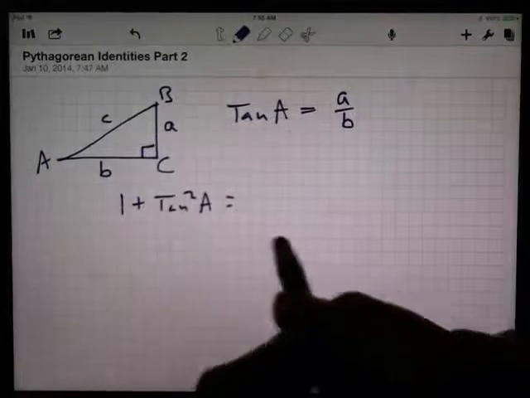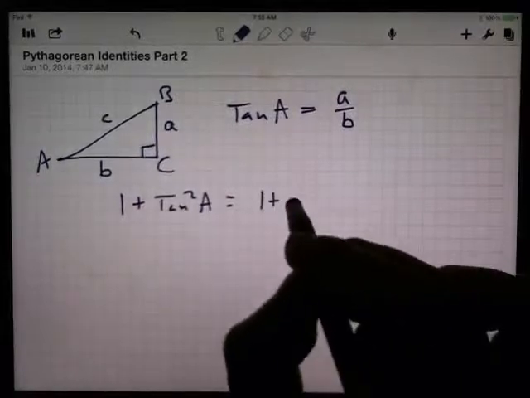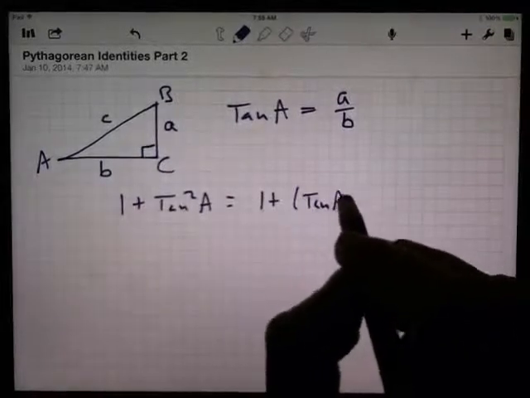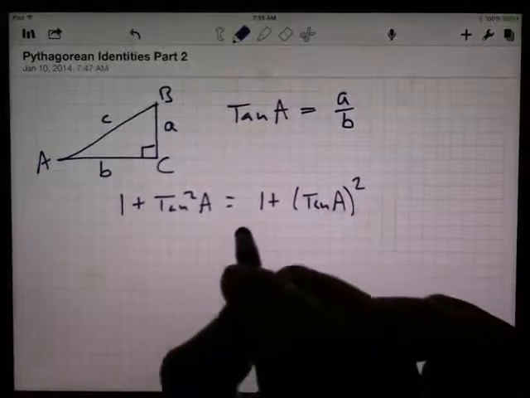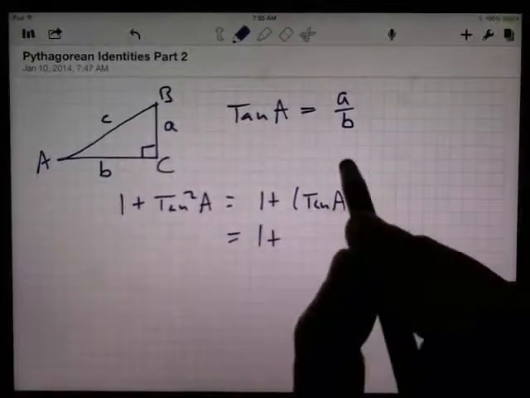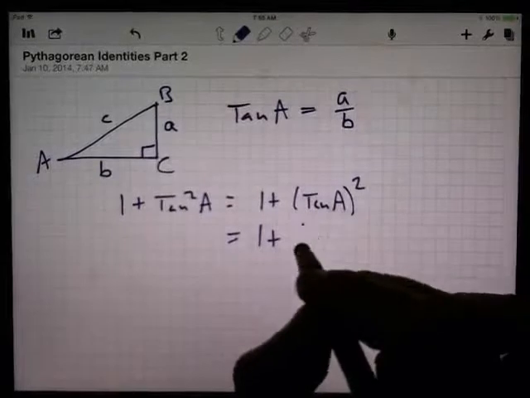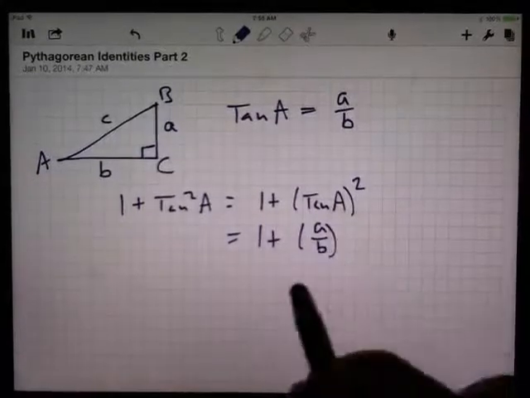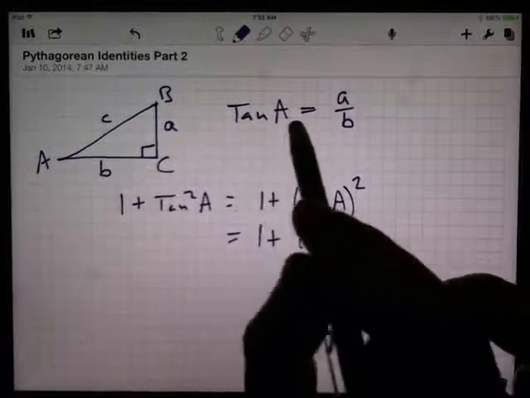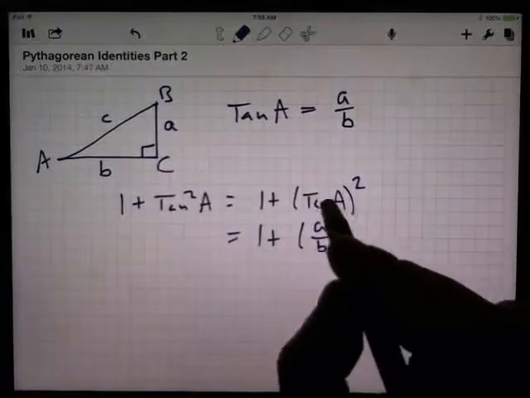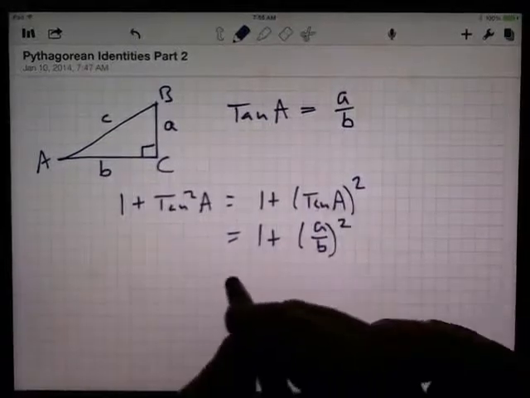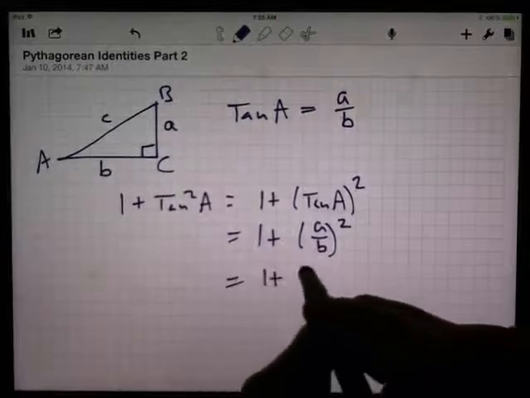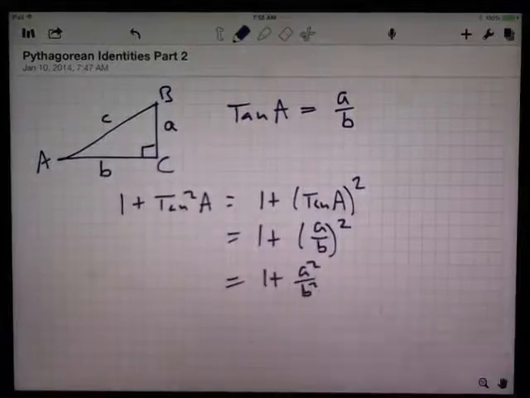Now first of all, remember what that notation means. 1 plus, you're taking the tangent of A, the result then gets squared. Okay, so 1 plus, the tangent of A is A over B. A is not A over B, but the tangent of A is A over B. Take the tangent of A and then square that. Okay, so this is 1 plus A squared over B squared.